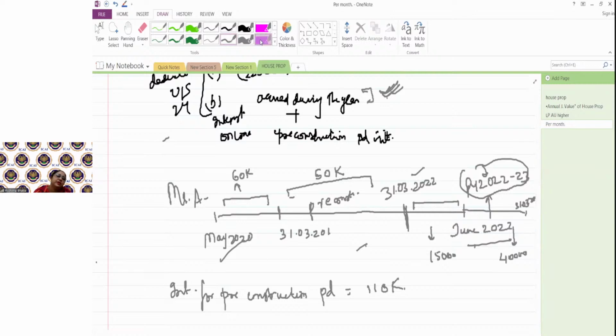First of all, guys, it is very important to identify what is the pre-construction period. Construction started in May 2020, and the certificate was issued in June 2022. But before going into this, just remember that for income for the purpose of house property, there should be a house property, right? If there is no house property, there will be no income on it, and obviously no benefit of interest or standard deduction.